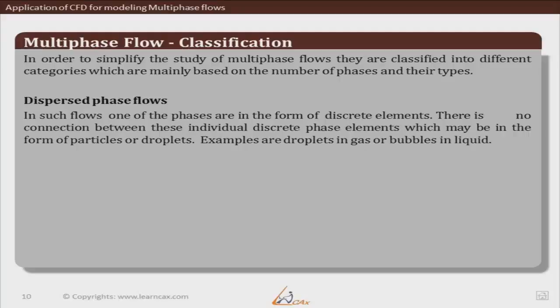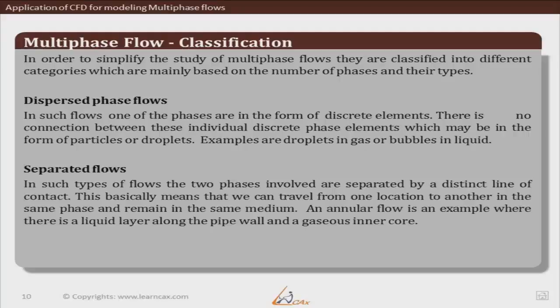So first is dispersed phase flows. In such flows, one of the phases is in the form of discrete elements. There is no connection between these individual discrete phase elements, which may be in the form of particles or droplets. So examples of such type of flow are droplets in gas or bubbles in liquids. Even solid particulate flow within gas comes under this particular type.